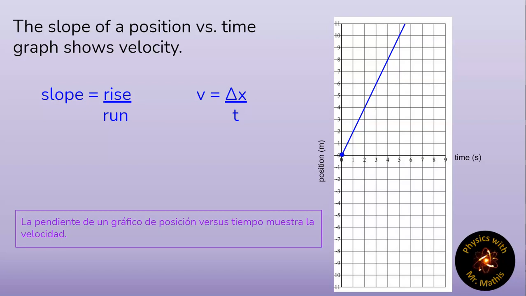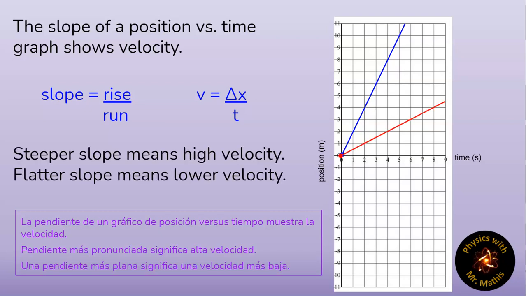If we look at a position versus time graph, we can read the velocity from the slope of the graph. Remember that slope is the rise over run of a line, and velocity is the change in position over time. So the slope equals the velocity on this graph. If there's a steeper slope, like the blue line, that means a higher velocity, and a flatter slope like the red line means a lower velocity.